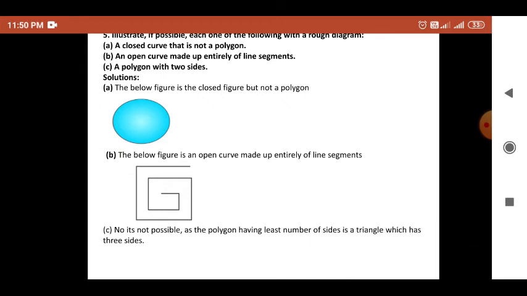A polygon with two sides, is it possible to have a polygon with two sides? No. Always remember, a polygon is a closed figure. It is made up of more than 2 line segments. See, here 2 cannot make a polygon, as a polygon has at least 3 or more sides.